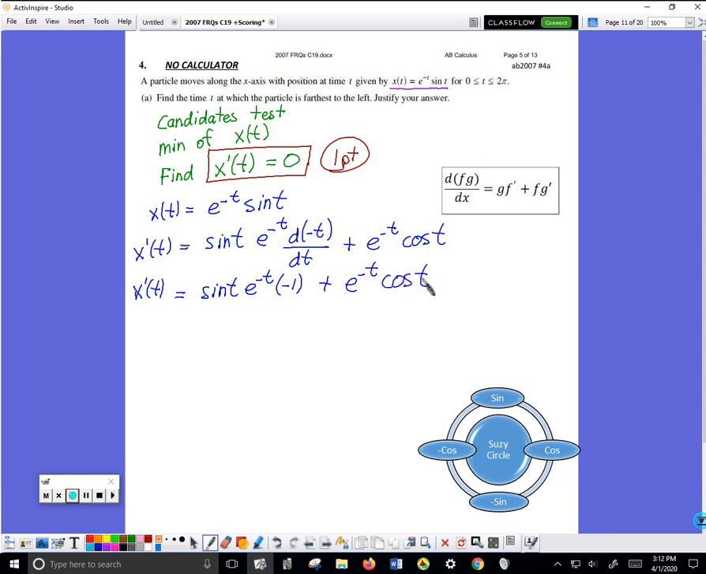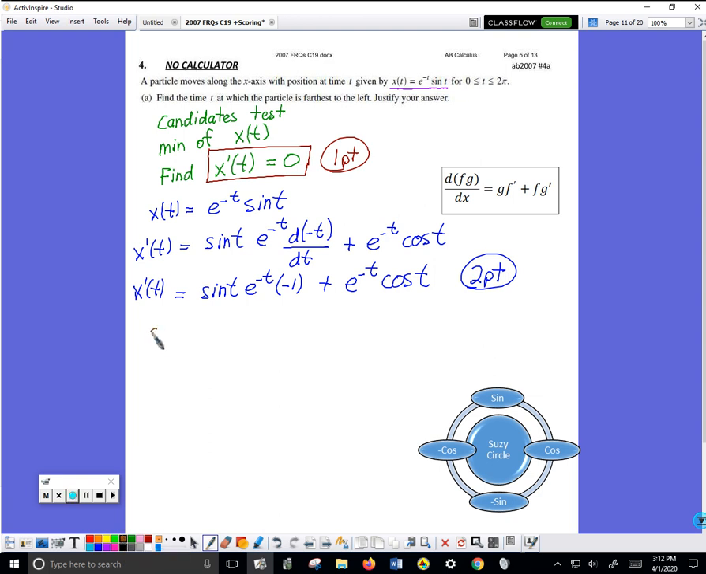Okay, if I have this blue line, I get 2 more points. You didn't have to write this line if you could do it in your head, but you have to have this line to get the 2 points. Now I've got to figure out for what value of t will x prime equal 0. So I want to find when this is going to equal 0.